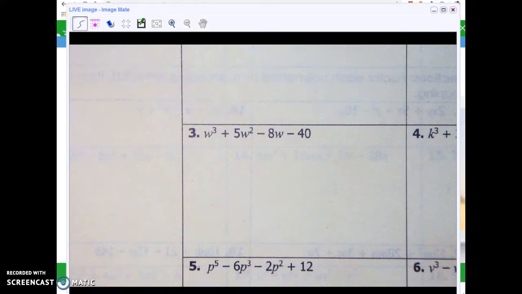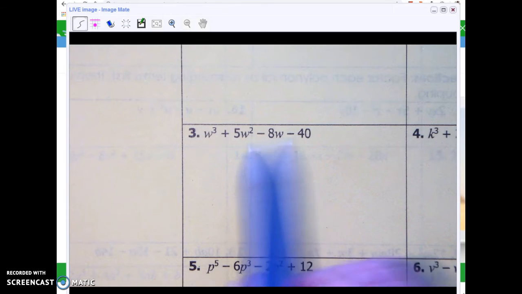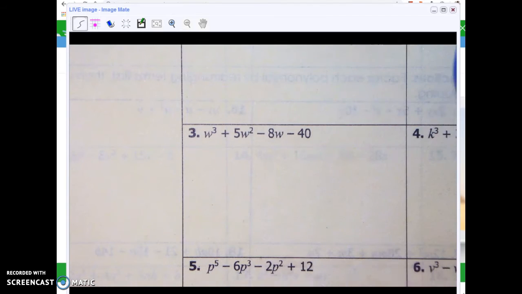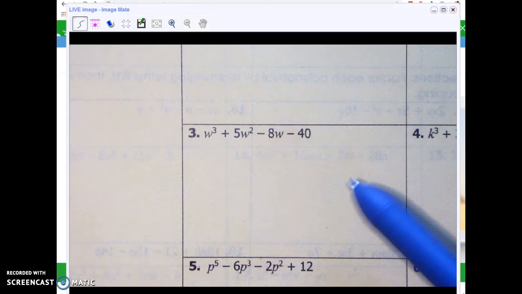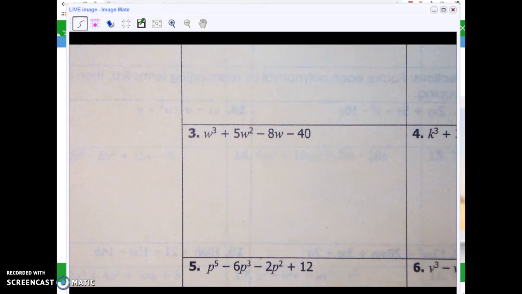Okay, so now we are looking at number 3, and this is just a little bit different because now we have negatives in there, where the examples so far that we've done are all positives. So we have to see how the math works with that. Okay, so our step 1: group the first 2 terms together and the last 2 terms together.